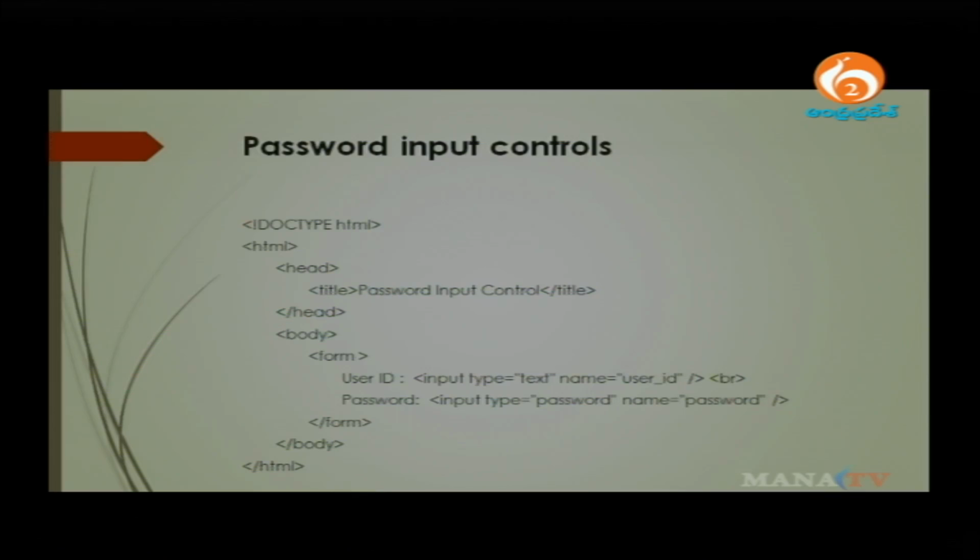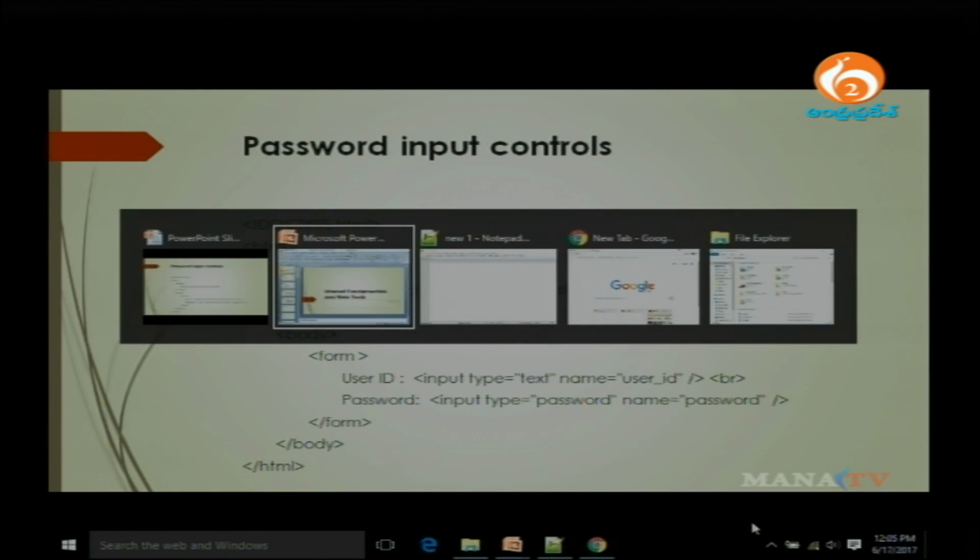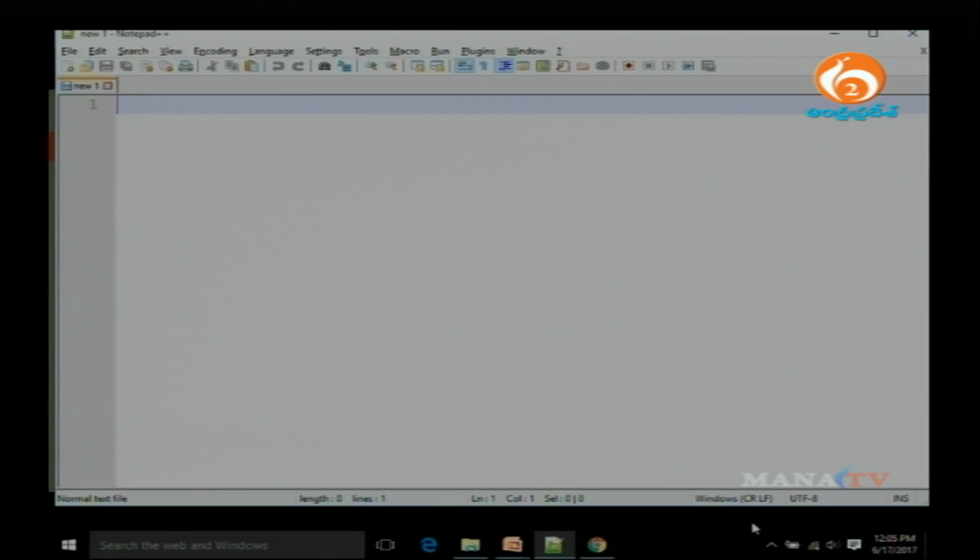So, the other characters will be pushed to the left or right side depending on where we kept our cursor or the mouse pointer. So, that is about the input attributes of the input. So, we will see the password input controls now. Okay, then the example for password, we will write an example for password input controls.